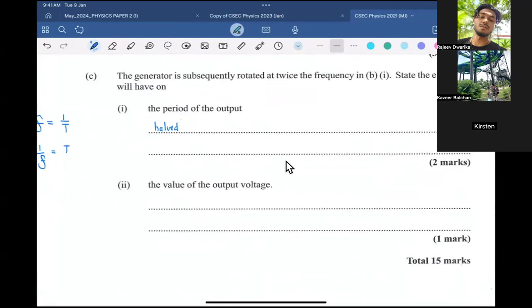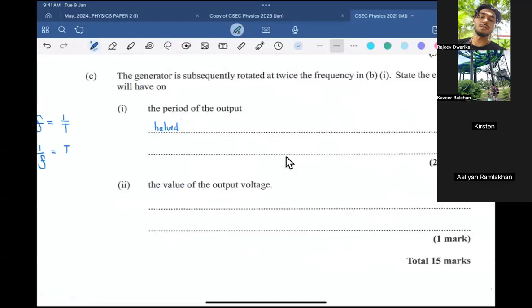What do you think will happen to the output voltage? It's a 1 mark question. See if you can guess. The output voltage will increase. No, nothing will happen.